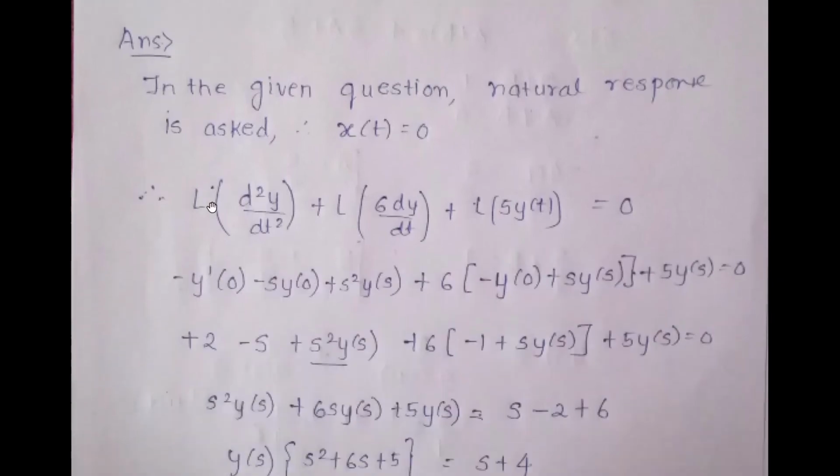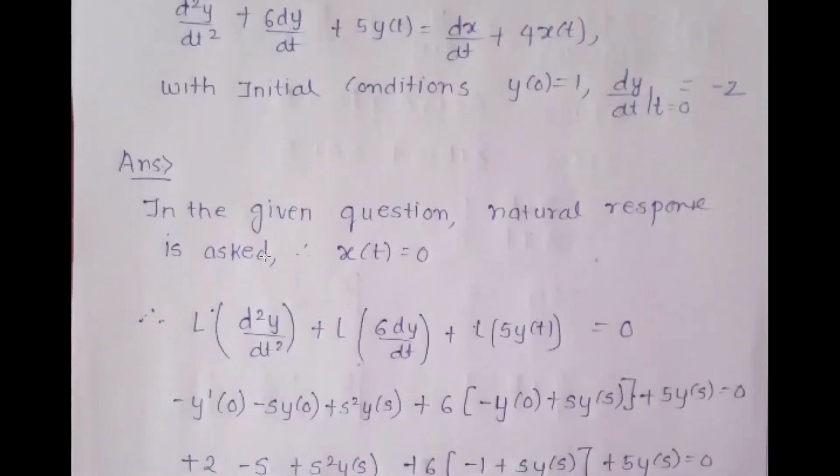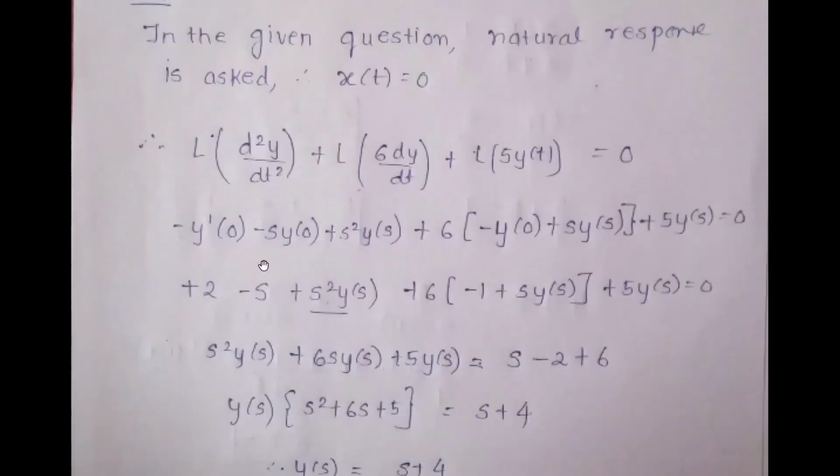So when I apply the Laplace transform to d square y by dt square, I have already told you the formulas over here. It says minus y dash of 0 minus s into y of 0 plus s square into y of s. Laplace transform of 6 into dy by dt, 6 comes outside since it's a constant, minus y of 0 plus s into y of s, plus Laplace of 5 into y of t is given as plus 5 into y of s equals 0.